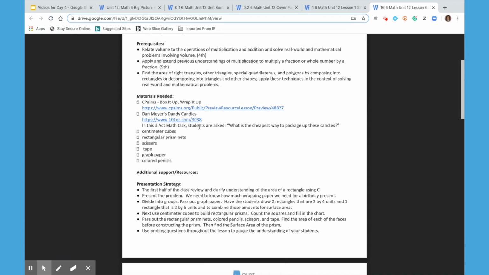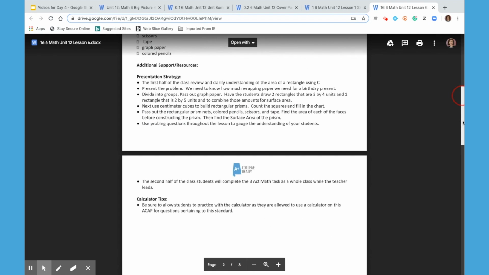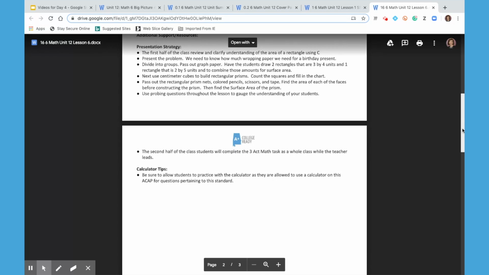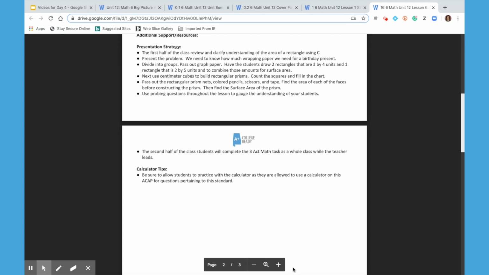In our lesson today that you'll be working through will be a 3-act. So we'll be starting with this 3-act, Dandy Candies. It's a Desmos lesson that you can work through that's teacher guided. I'll also be putting in a student guided Desmos that if you'd like to use with your students, it will be available in the Canvas resource folder. Let's go ahead and get started on our last lesson.